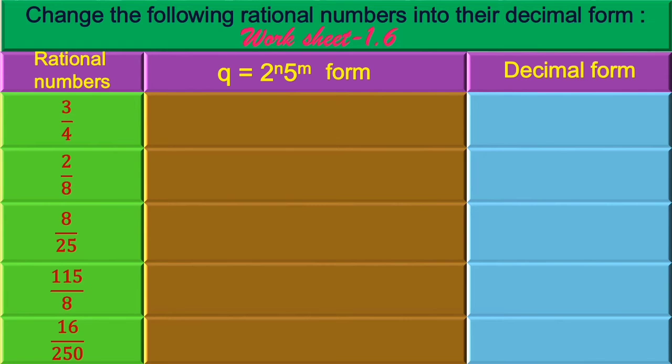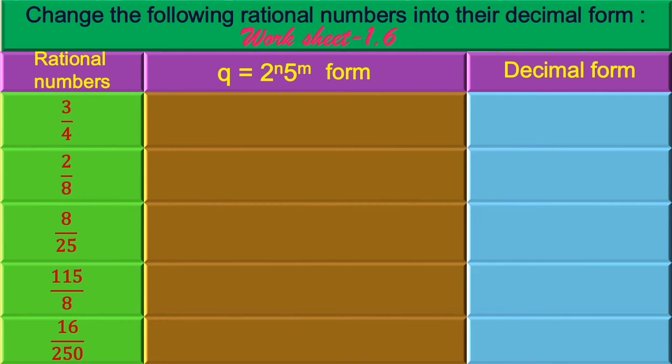See the first row given 3 by 4. Here one important thing to remember: for a rational number in p by q form, if the prime factorization of q is of the form 2 power n into 5 power m, then the decimal expansion of that rational number terminates. If the prime factorization of q is not in the form of 2 power n into 5 power m, then the decimal expansion is non-terminating repeating. So children, remember these 2 points.